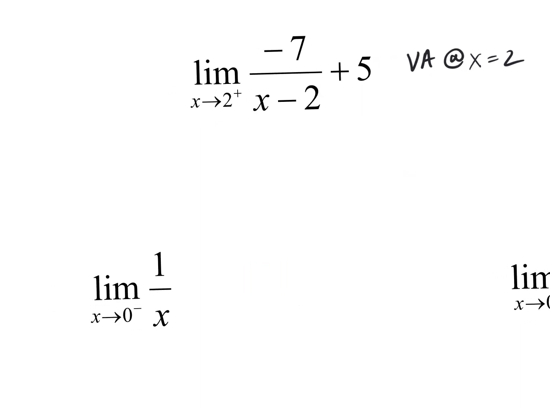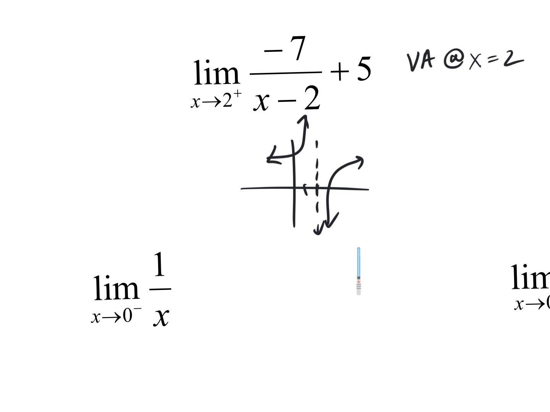Let me show you. If I've got negative 7 over x minus 2, and then we add 5 to that, that's just shifting it up. Again, you can draw this if you want, you don't have to. As x approaches 2, my graph is looking like this. What happens as x approaches 2 from the positive side? Negative infinity or does not exist.